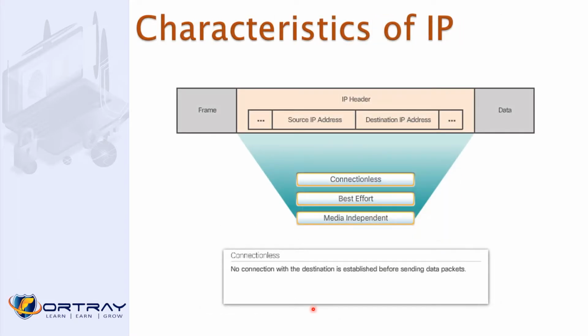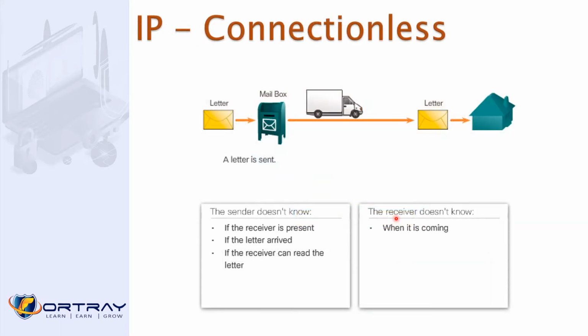Characteristics of IP. What is IP actually? IP is connectionless, so there is no need to establish a connection before sending the actual message, which is normally TCP's job. It's best effort and media independent. It could be fiber cable, Frame Relay, Ethernet, whatever it is, it doesn't depend upon any media. No connection with the destination is established before sending the data packet. So three characteristics, guys: number one, connectionless; best effort; and media independent. These are the three characteristics.